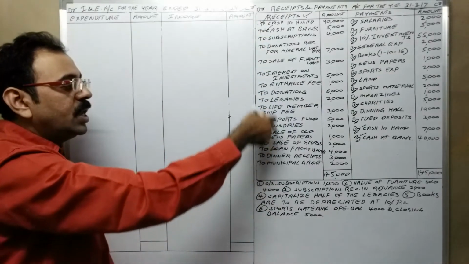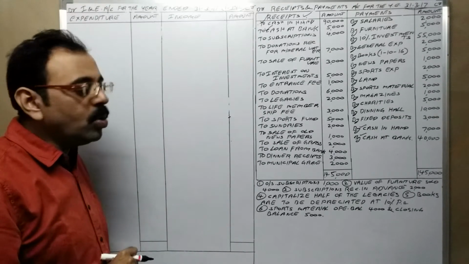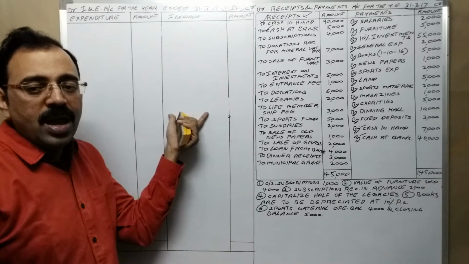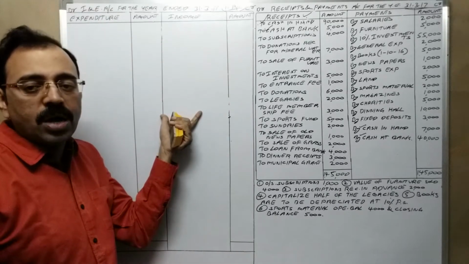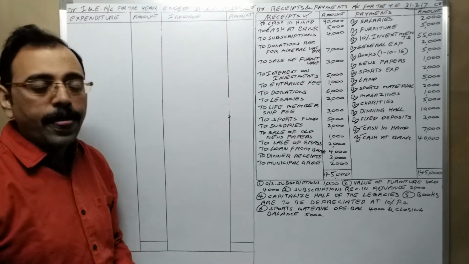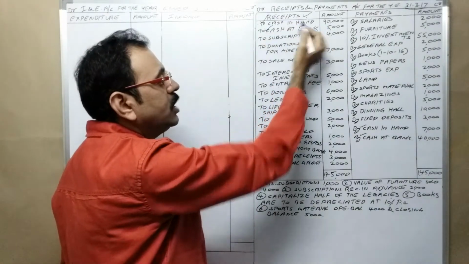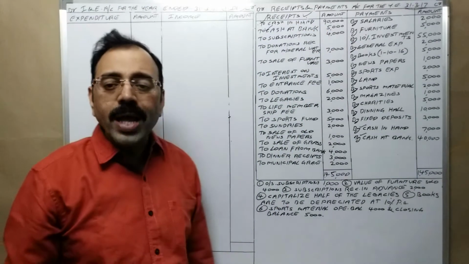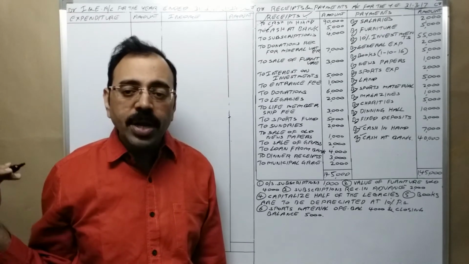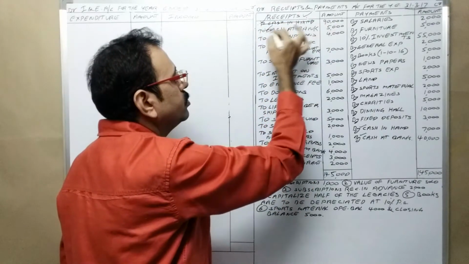Receipt side, he gave capital receipts, revenue receipts both. Ignore all capital items, take only revenue items. And while taking those revenue incomes, consider these adjustments also. First one, cash in hand, cash at bank. These two are known as opening balances. Opening balances do not come in income and expenditure account. Therefore, ignore.